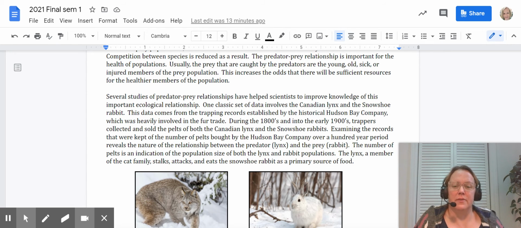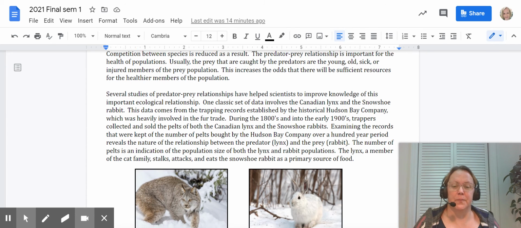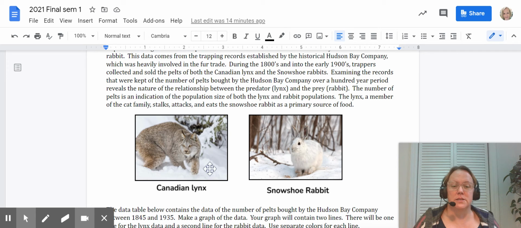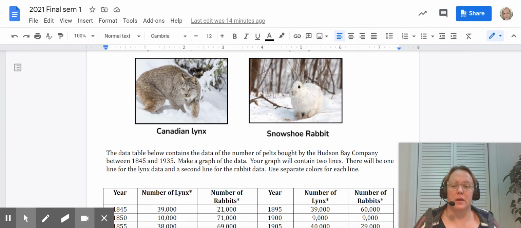Examining records that were kept of the number of pelts bought by the Hudson Bay Company over a 100-year period reveals the nature of the relationship between the predator, lynx, and the prey, rabbit. The number of pelts is an indication of the population size of both the lynx and rabbit populations. The lynx, a member of the cat family, stalks, attacks, and eats the snowshoe rabbit as a primary source of food. Canadian lynx and snowshoe rabbit.